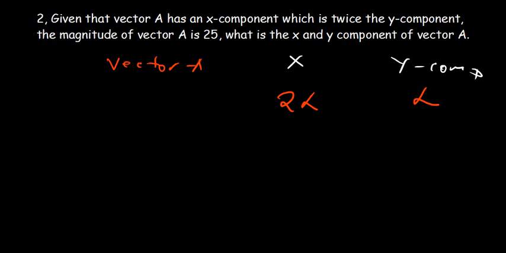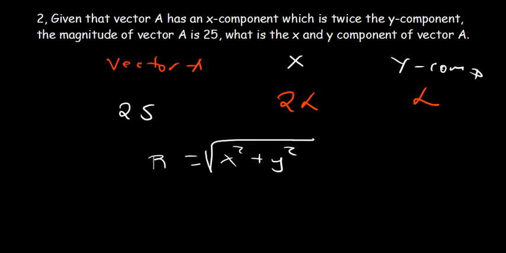Okay, then we are also told the magnitude of a vector is 25. What is the x and y component of vector A? So we do understand that the magnitude squared is given as x squared plus y squared. That is the formula, and the magnitude itself is the root of that. We've been given the magnitude already, 25, so I can square both sides, so that we have 25 squared.